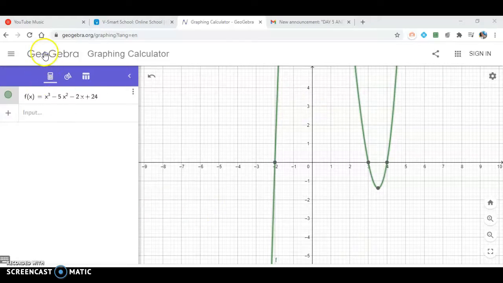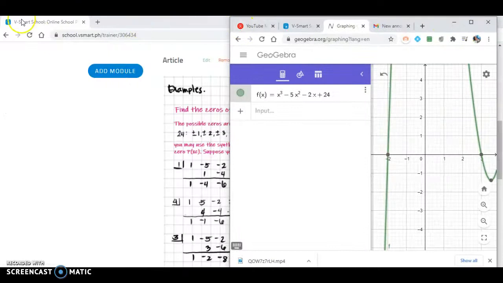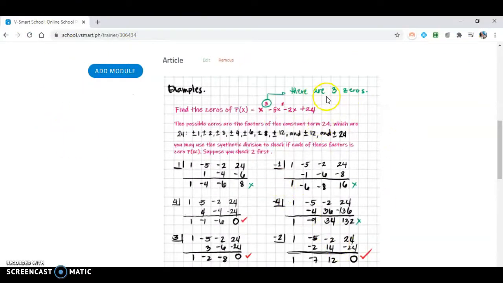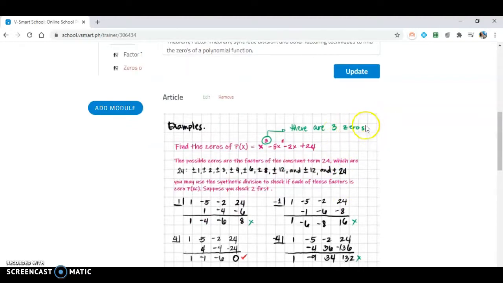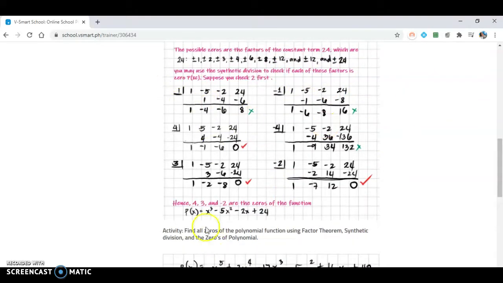Okay, so for this one, I'm using the GeoGebra application to graph the polynomial function f of x is equal to x cubed minus 5x squared minus 2x plus 24. Balikan natin yung sagot natin kanina. Sabi natin dito, meron siyang 3 zeros. If it has 3 zeros, we have to find these factors or binomials to solve our equation. In our solving, we used synthetic division, which gives us the 3 rational zeros of the polynomial, which are 4, 3, and negative 2.